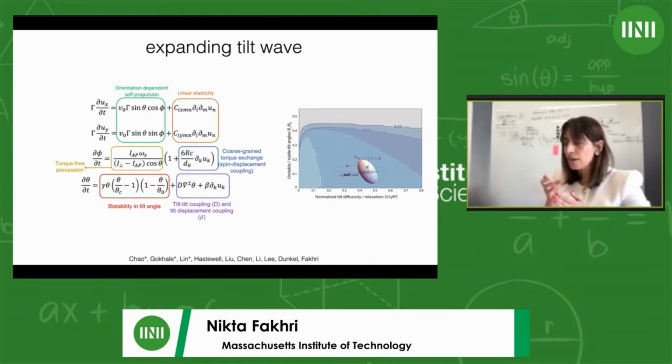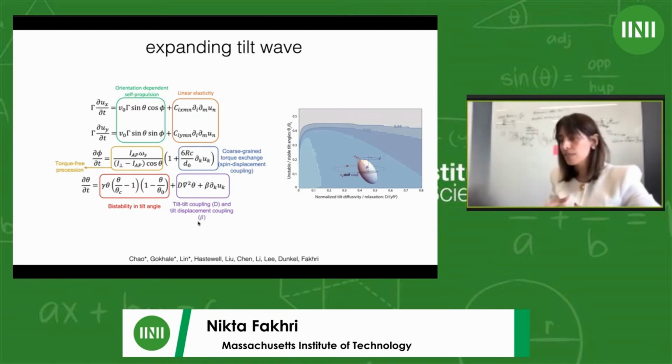And we basically have a theta c, which is the unstable tilt angle that separates these two stable angles. And then you see two constants here. One is d, and the other one is beta, which is the strength of tilt and tilt displacement coupling in the system like this.